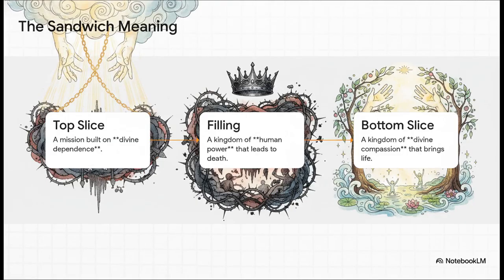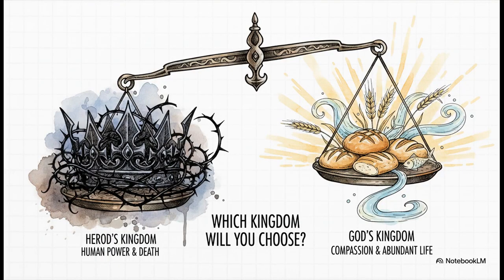So let's put our sandwich back together, but this time with the meaning. The top slice shows us a mission that only works through dependence on God. The filling shows us a kingdom that runs on human power and fear, and it just produces death. And the bottom slice reveals God's kingdom, which runs on compassion and produces miraculous life. And this is really the genius of the Markan sandwich. By sticking the story of Herod's corrupt, death-dealing power right in the middle of a story about Jesus' divine, life-giving power, Mark isn't just telling us a couple of stories.